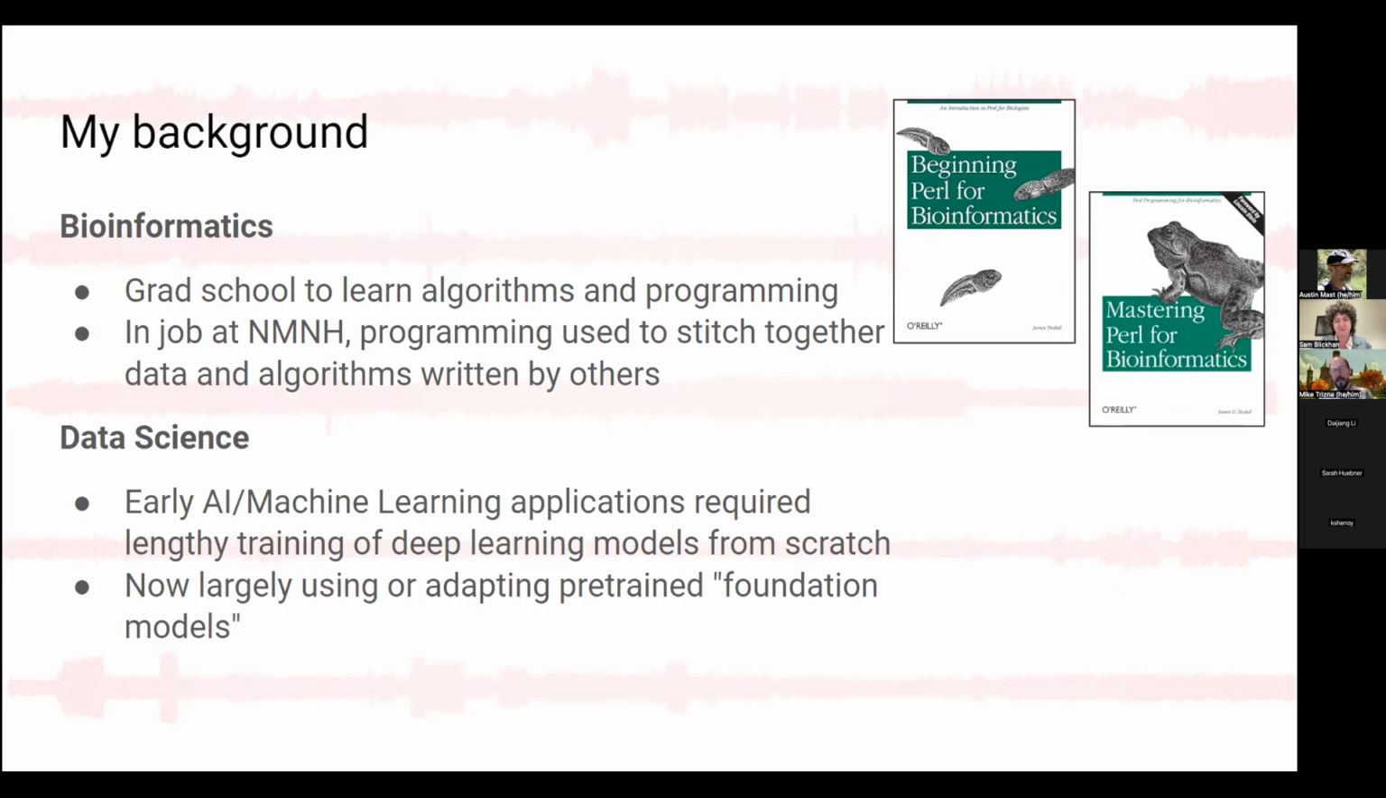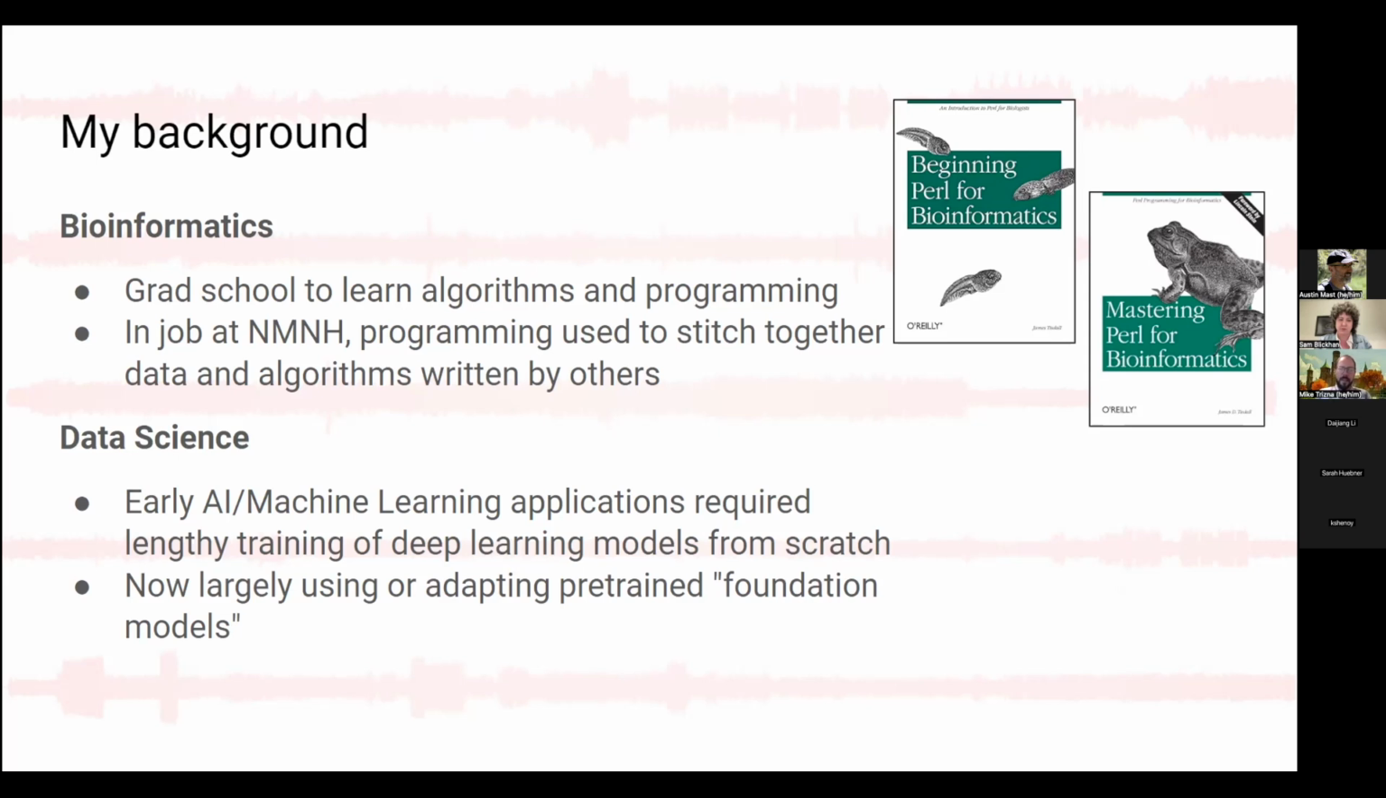And I now use Python for the most part, but it was kind of a blast from the past finding these. And I do appreciate the symbolism here that the O'Reilly covers had, going from a tadpole to a full-grown frog. But then when I worked at the Natural History Museum at the Smithsonian, I largely was just using programming to stitch together data and using algorithms written and optimized by others. I was hardly ever writing my own algorithms. That was the progression there.